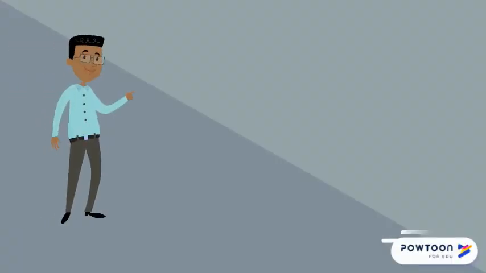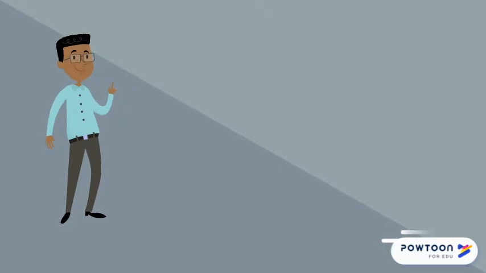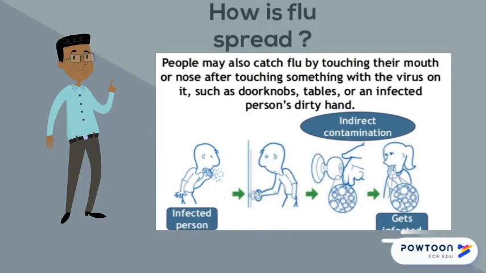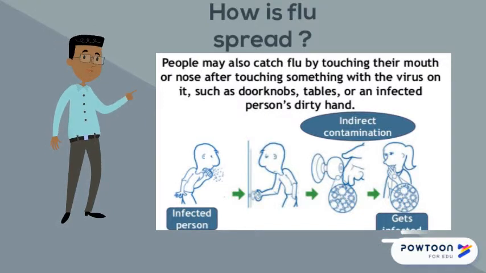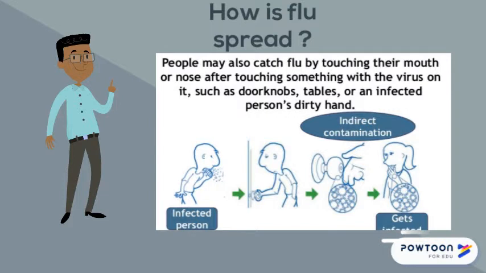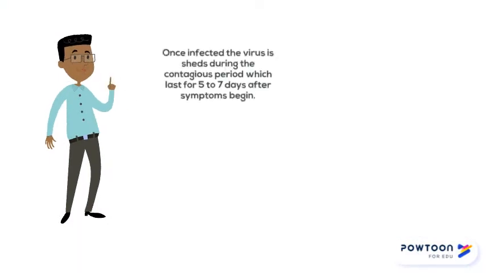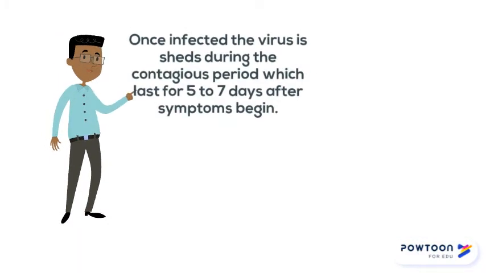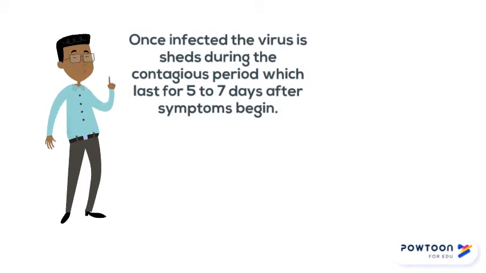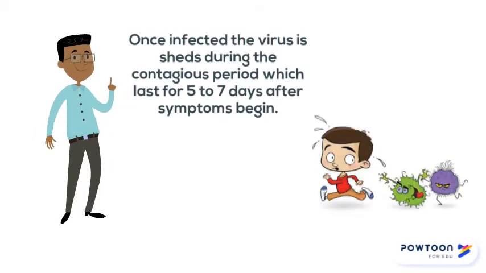How is the flu spread? Flu is spread from person to person by direct contact with an infected person or through the air from coughing and sneezing. The incubation period, or the time between exposure to flu virus and start of illness, is estimated to range from 1 to 4 days, with an average of 2 days. Once infected, the virus is shed during the contagious period, which lasts for 5 to 7 days after symptoms begin.